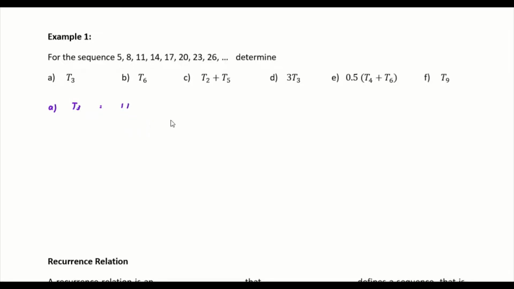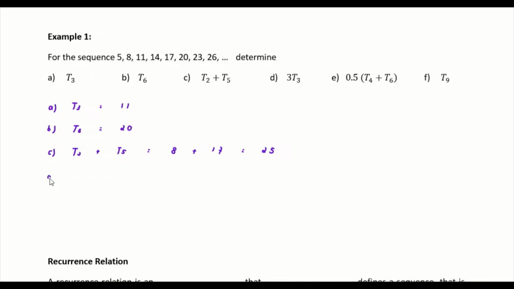Okay, and then let's move on to B. T6 means it's the sixth term in the sequence. So 1, 2, 3, 4, 5, 6. In this case, it's 20. Okay, so C, T2 plus T5. So we are going to use the second term plus the fifth term. The second term is 8, and the fifth term, 1, 2, 3, 4, 5, is 17. So 8 plus 17 gives us 25.